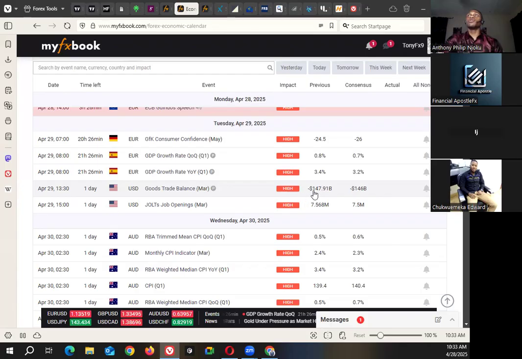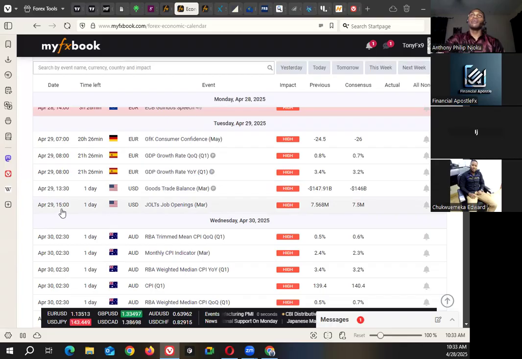If you check now, minus 147.91 billion, and minus 146 billion. This is higher than this. Minus 146 is higher than minus 147 because it is in negative ascending order. You understand? That's how you determine increase in negative orders.